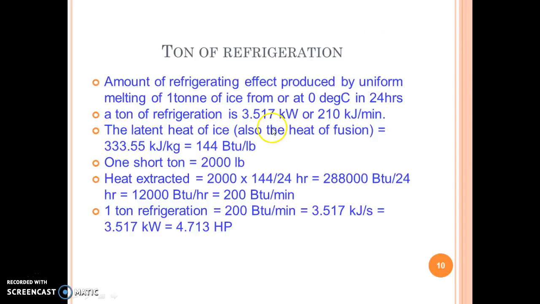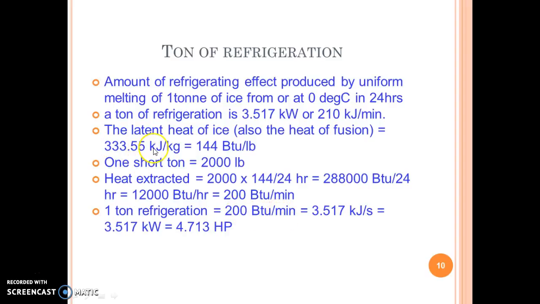Now the latent heat of ice or the heat of fusion is 333.55 kilojoule per kilogram, or 144 British thermal units per lb. Now 1 short ton is equal to 2000 lb. So what will be the heat extracted? 2000 lb into 144 divided by 24 hours, that is equal to 288,000 BTU by 24 hours. Again, that is equal to 12,000 BTU per hour. That is again equal to 200 BTU per minute. So 1 ton of refrigeration equals 200 BTU per minute.